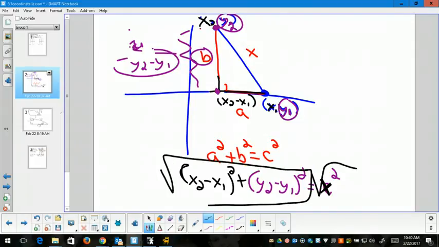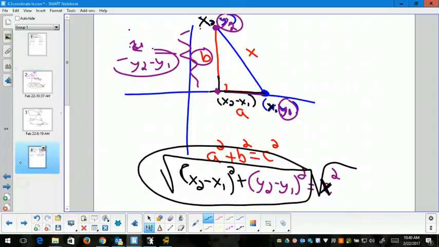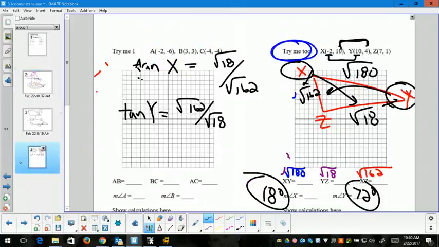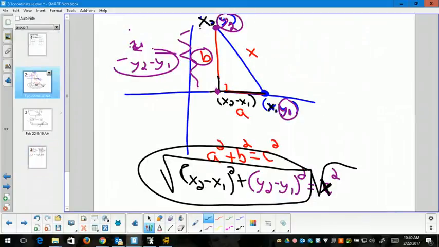Gee, what does this thing right here look like? Oh, that looks a little different. That's the formula that you have on the first page, right? The distance formula that comes directly from Pythagorean's theorem.